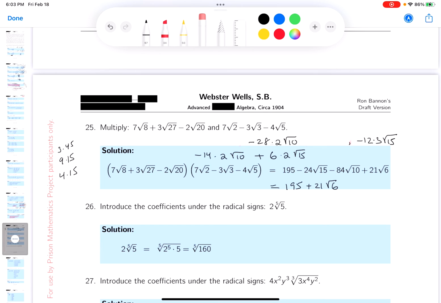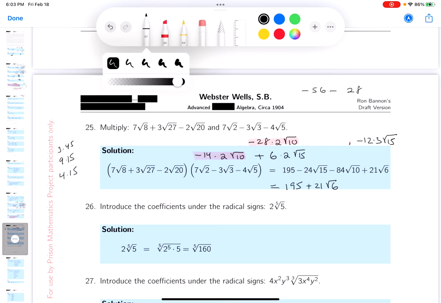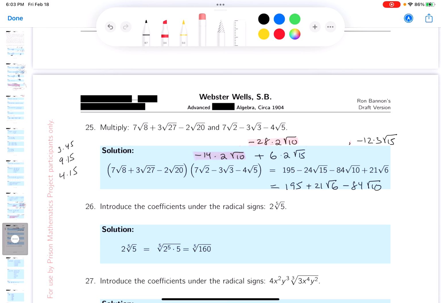Let's do the root 10s now. And I'm looking at those. I'll point out what I mean by that. I'm looking at this one and this one. All right, let's write down the coefficients. Minus 56. And the other coefficient is going to be minus 28. Whoops, I did that incorrectly. It's minus 28. Let's see, 70, 84, minus 84. And they're the root 10s. Get my eraser out. Erase these two.